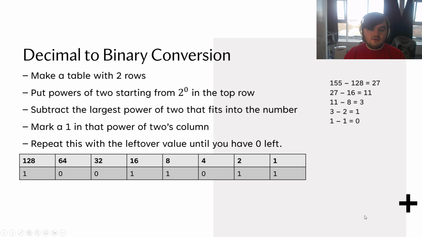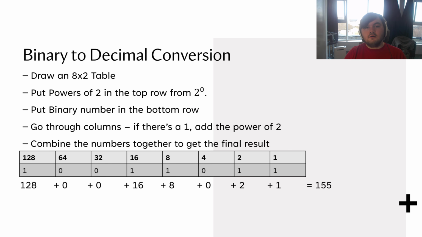Now you have an 8-digit binary number that represents the decimal number. In this case, the binary number would be 10011011. Now to convert from binary to decimal, we're going to need that 2x8 table again. Just like before, you're going to want to fill in the top row with the powers of 2, starting from 2 to the 0, and on the bottom row you're going to fill in the binary number.